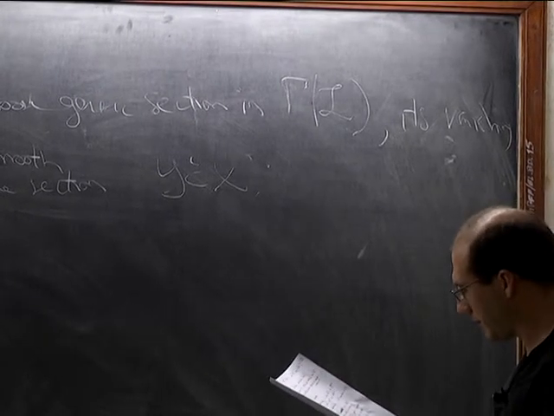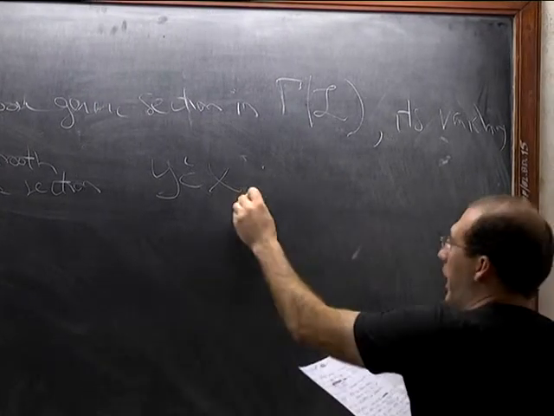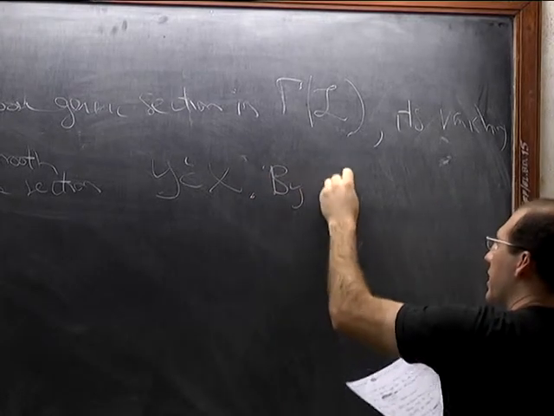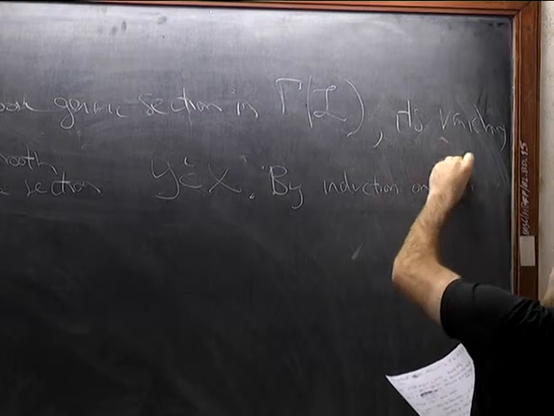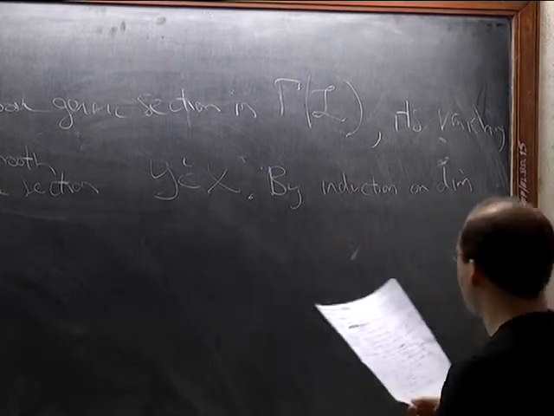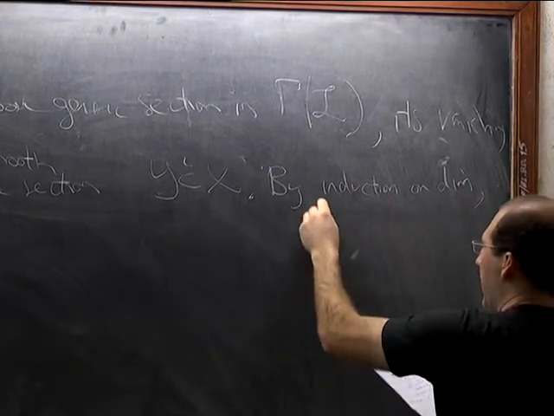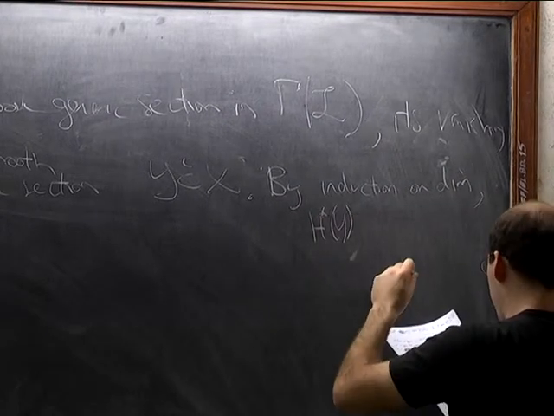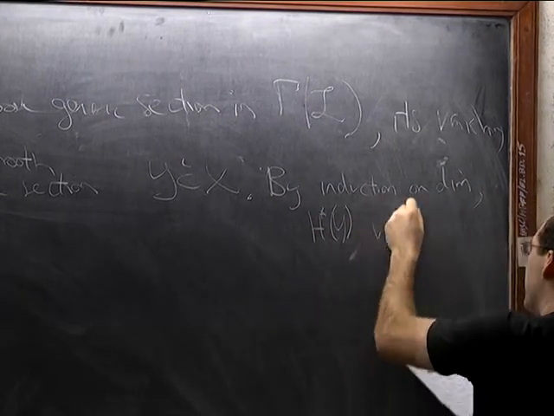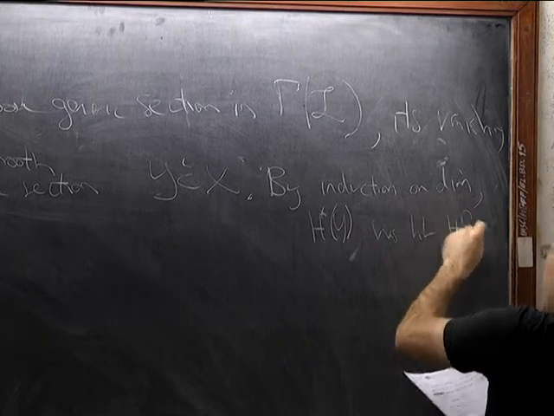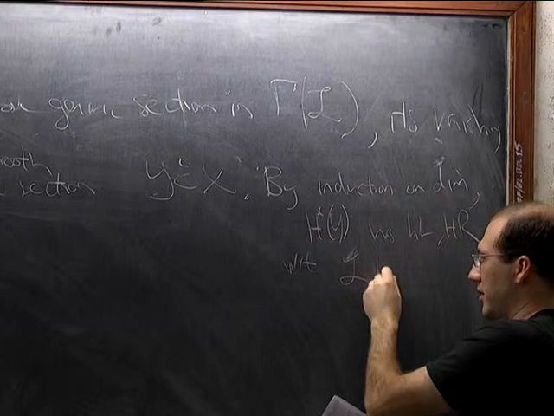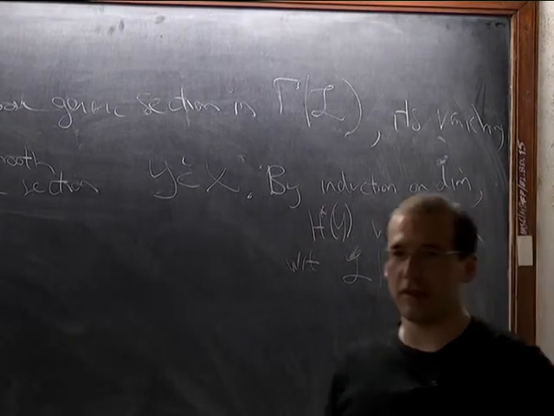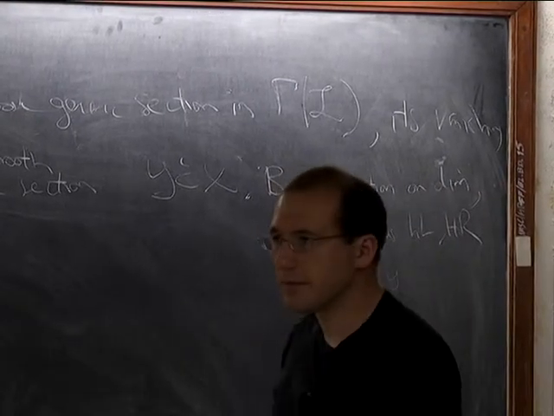Okay? So by induction on dimension, the dimension of Y is 1 less than the dimension of X, we can assume that H star of Y has HL and HR with respect to the same line bundle, because it's ample for X, therefore it must be ample for Y.